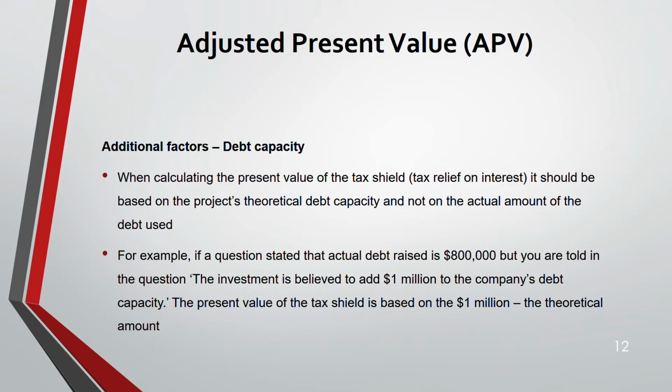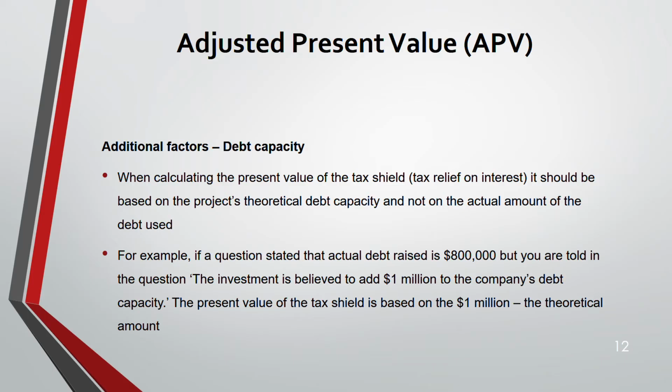For example, let's say the actual debt that has been raised is 800,000. But the investment is believed to add 1 million to the company's debt capacity. So when you're taking the tax shield, it should be on that 1 million debt capacity, not on the 800,000 that you have actually raised.